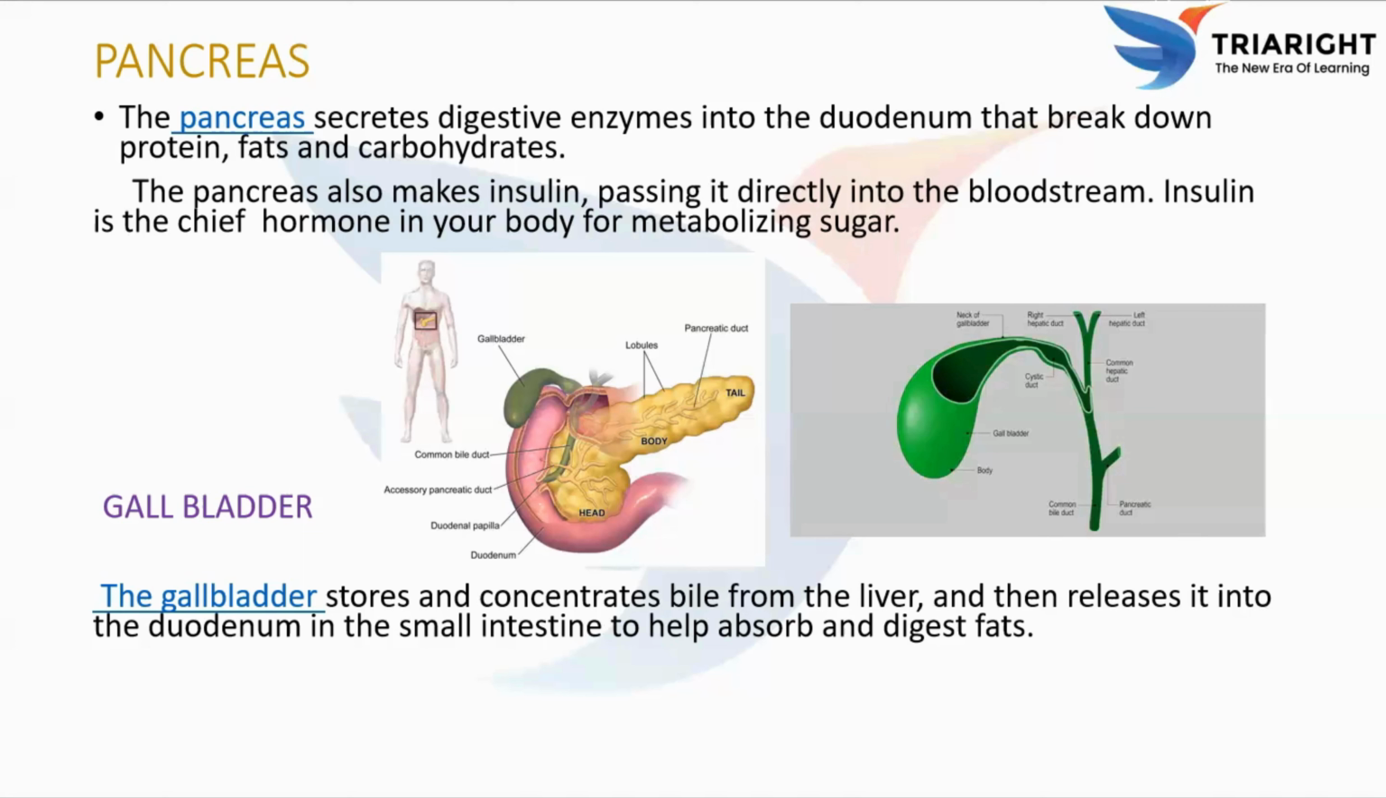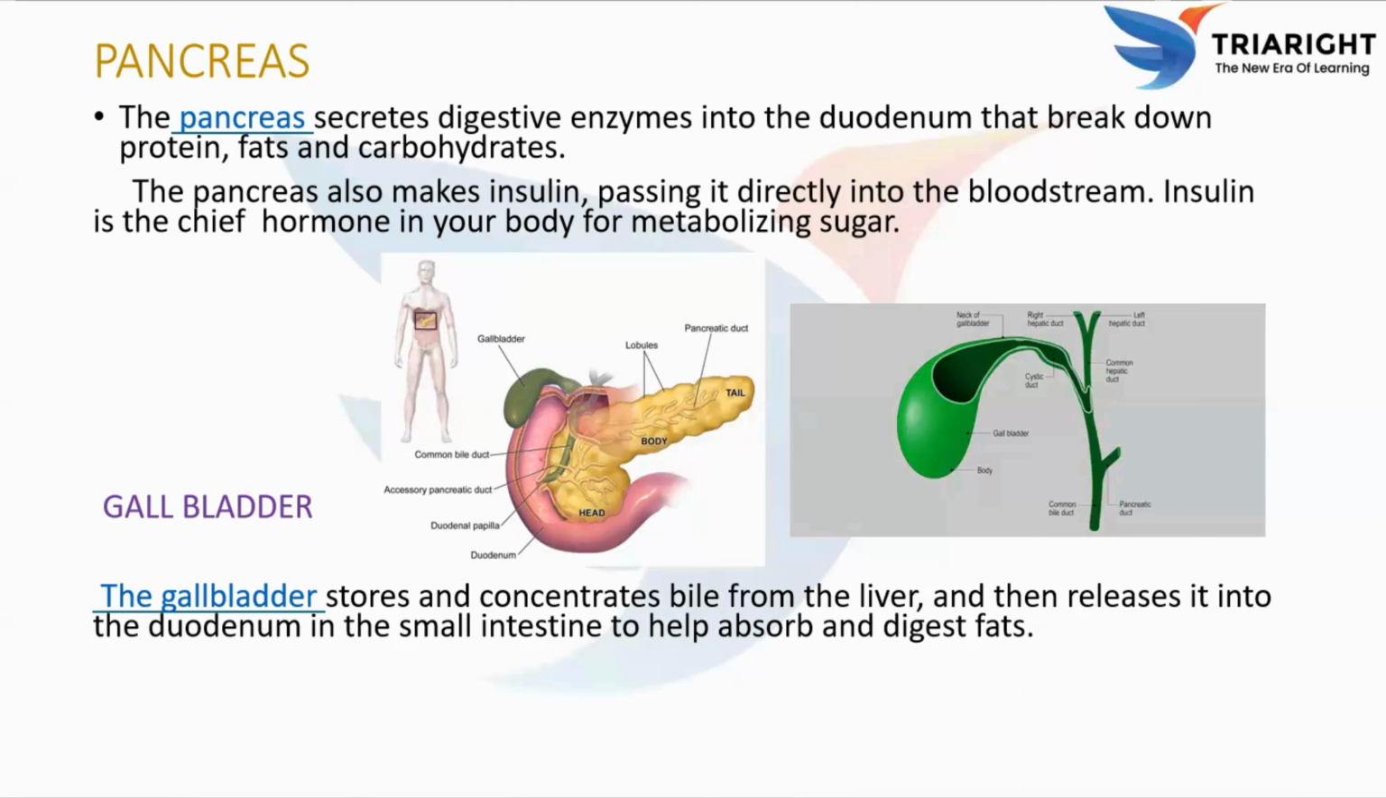And after the production of the pancreatic juices, this pancreatic juice is released into the duodenum. Here you can see the pink colored one, it is the duodenum, and this pancreatic juice is released into the duodenum through the pancreatic duct. And this is the exocrine function.